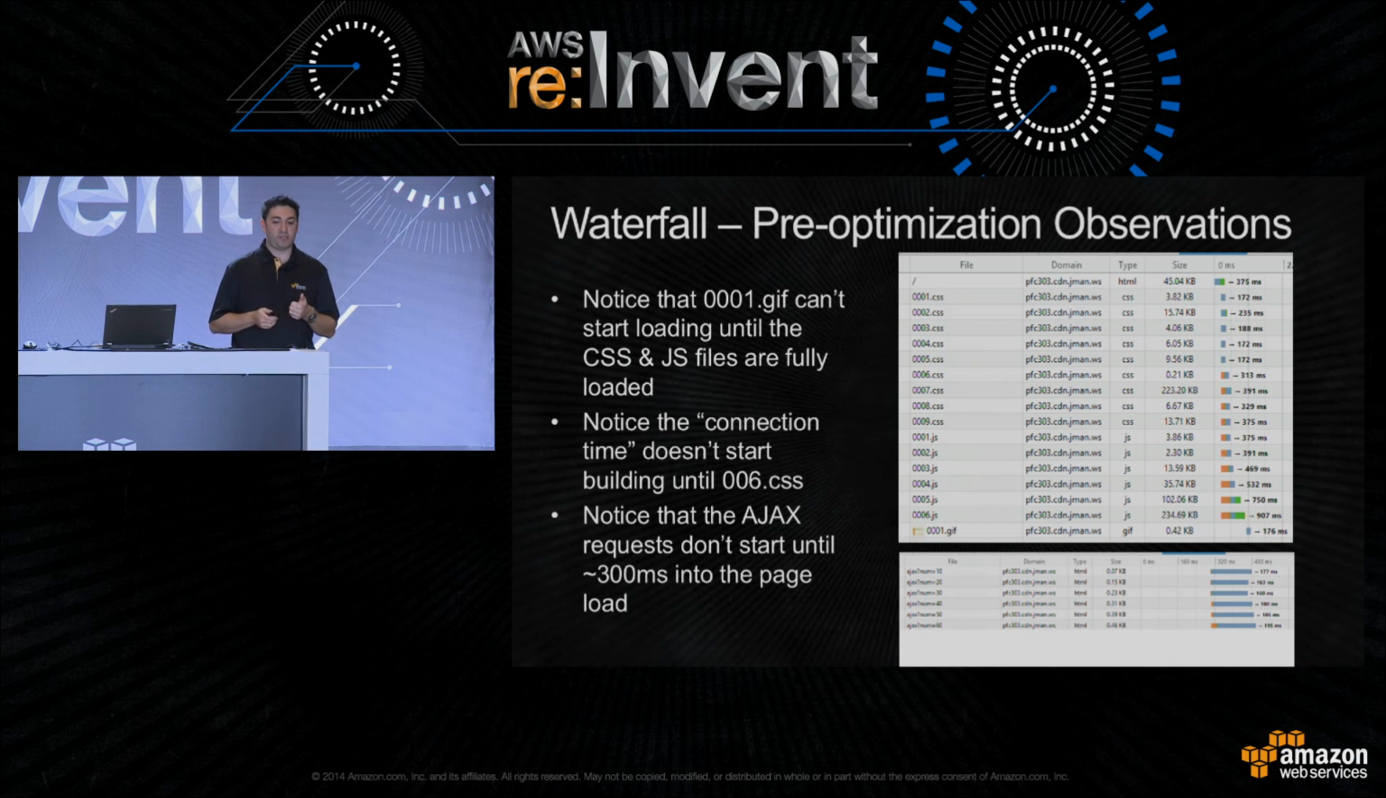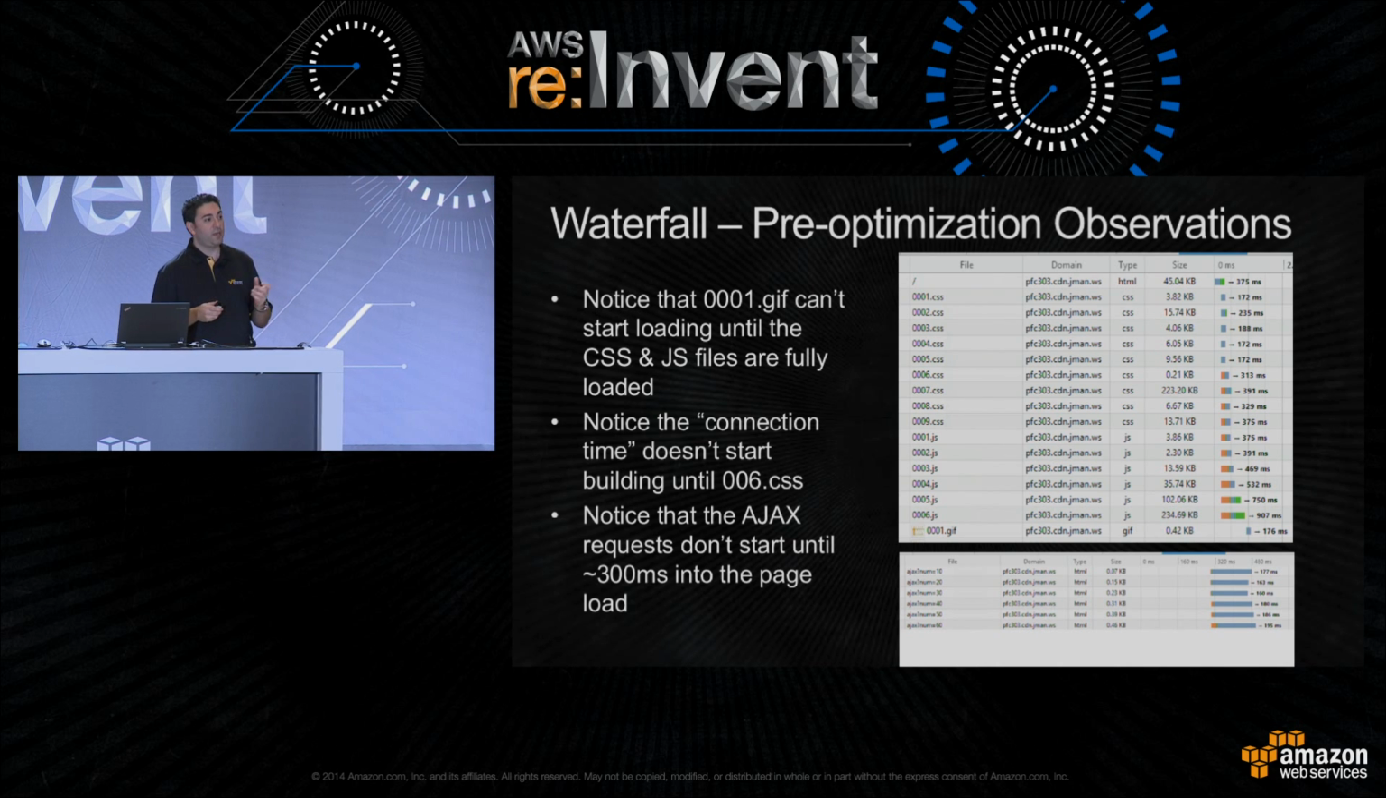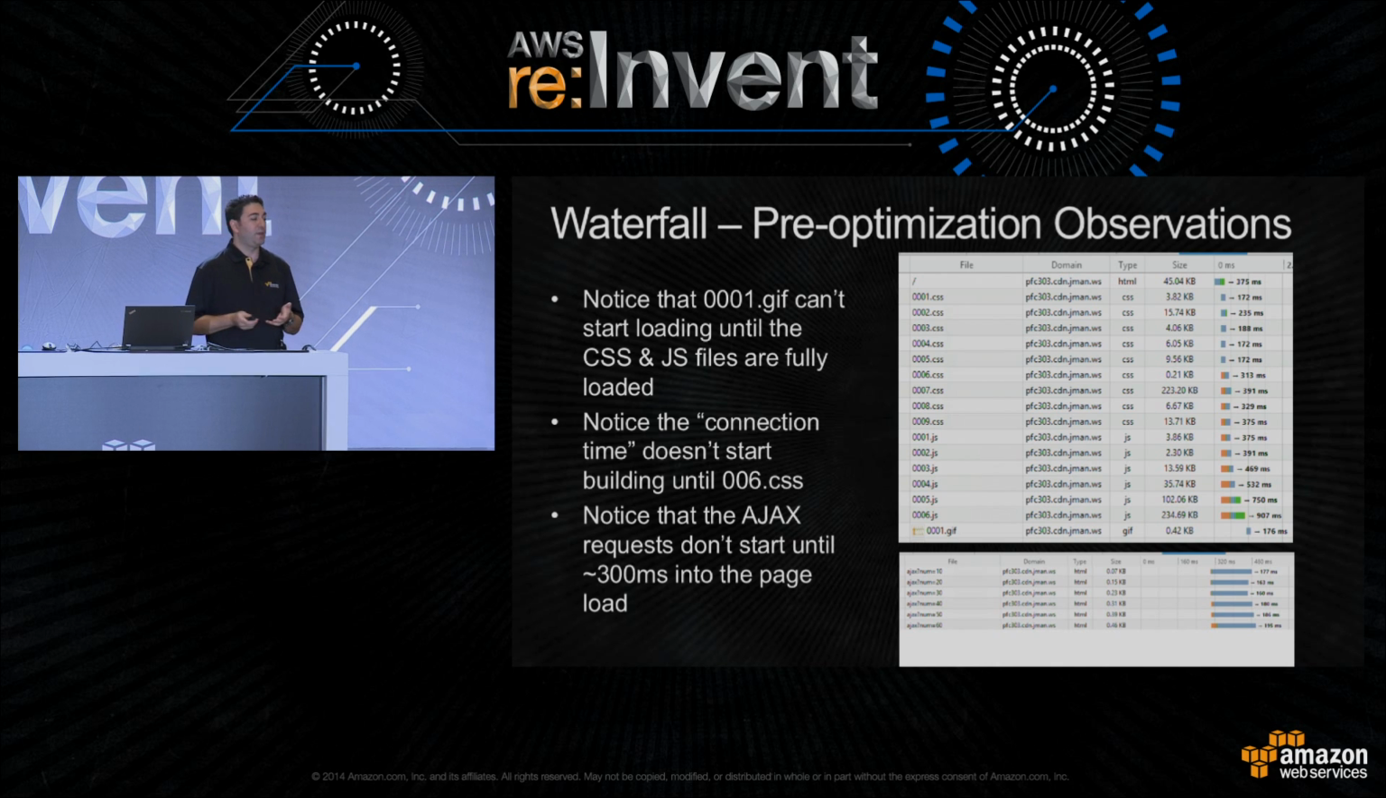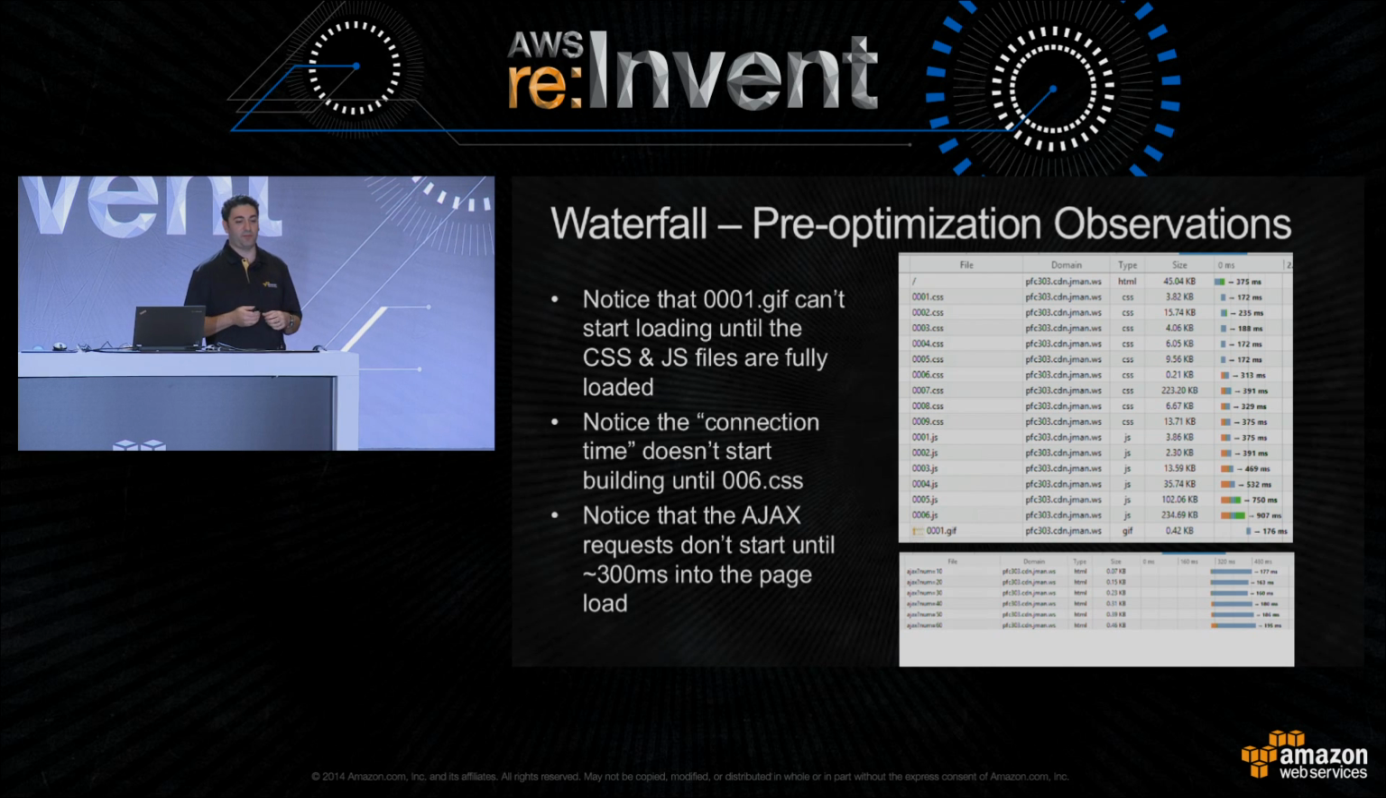And then a really interesting thing is look at where the orange line starts to build, right? If you look at 006.css, you'll see the orange line starting to build. So that's the connection time we talked about earlier. I'm not going to answer that for you right now. Maybe some of you know the answer as to why that is. I'll answer it in the next slide. But right now, let's just observe that.